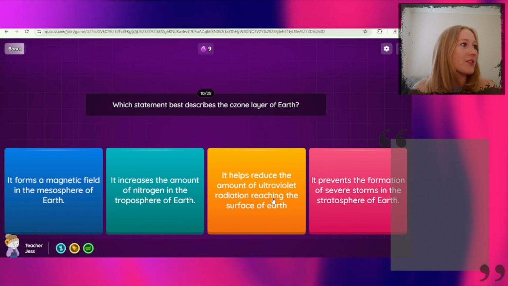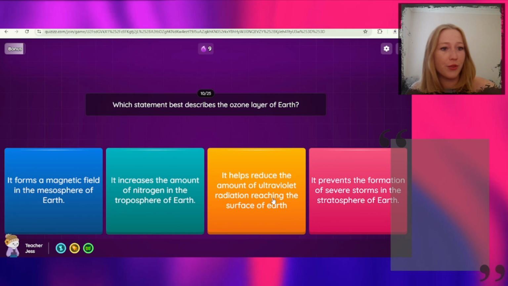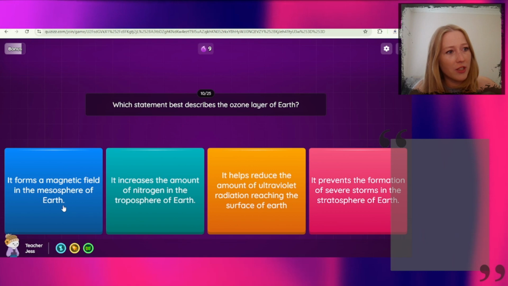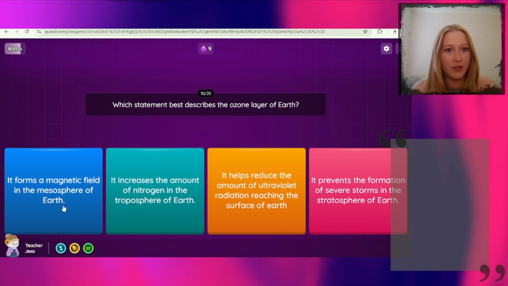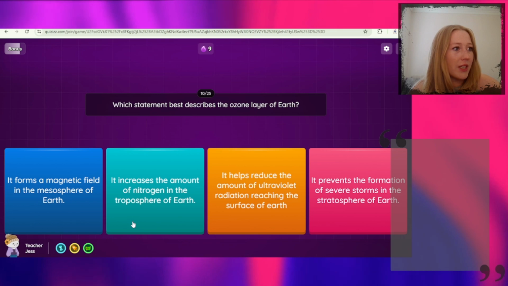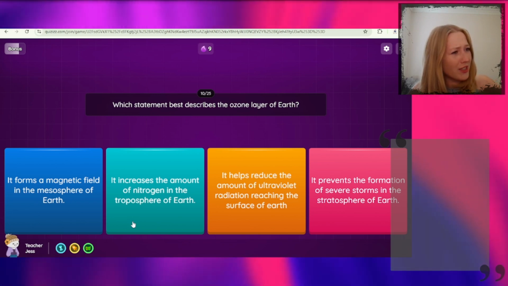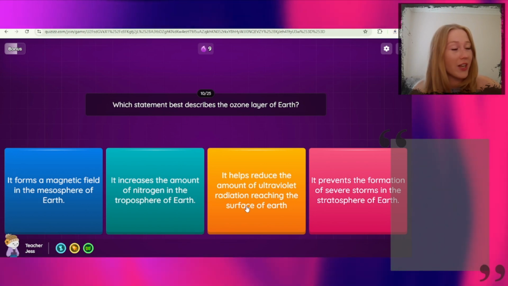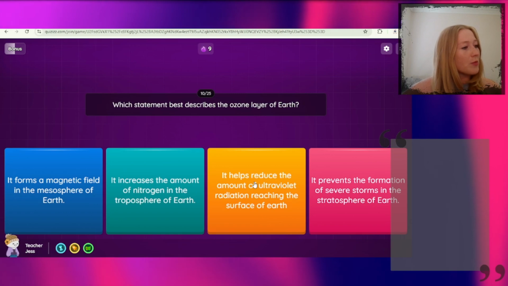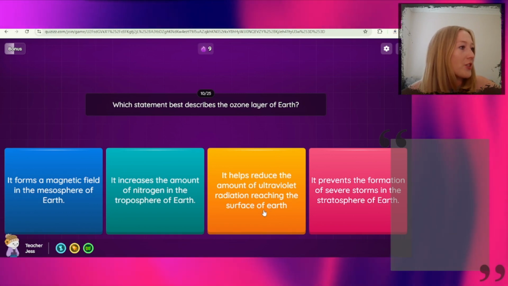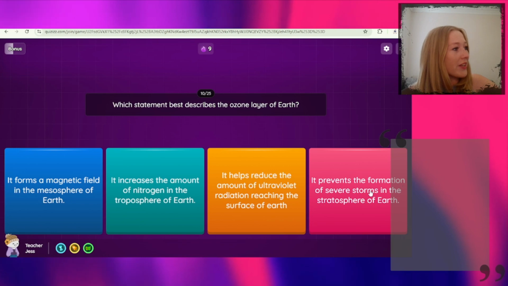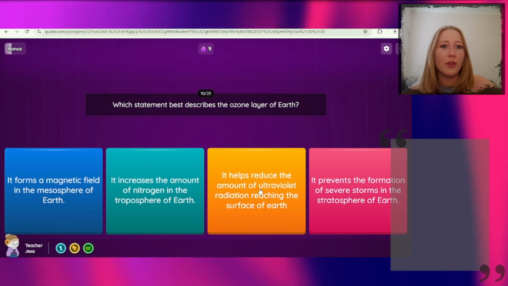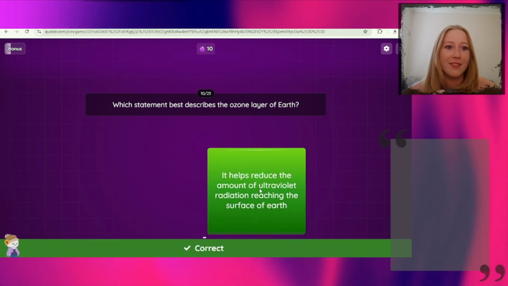Which statement best describes the ozone layer of Earth? Okay. It forms a magnetic field in the mesosphere of Earth. Okay, already no, it's found in the stratosphere. It increases the amount of nitrogen in. No, it has nothing to do with nitrogen. Remember, nitrogen is a permanent gas, it doesn't change. It helps reduce the amount of ultraviolet radiation. Yes. It prevents the formation of severe storms in the stratosphere. No, no. It has to do with filtering out UV. It's like sunglasses for the Earth.